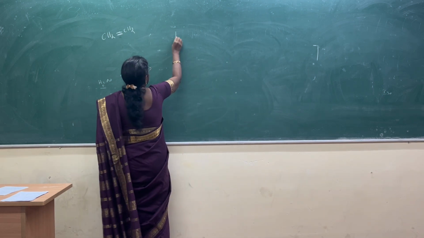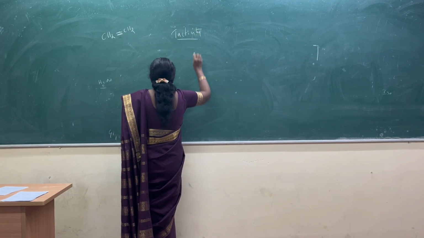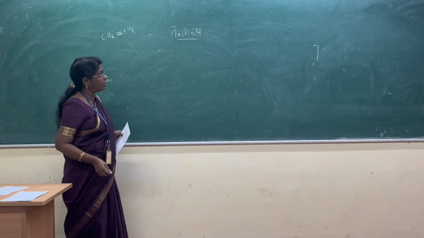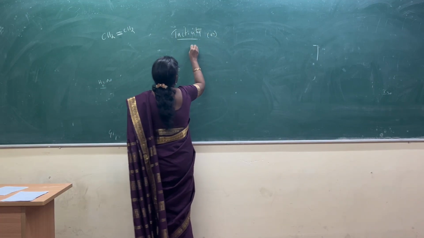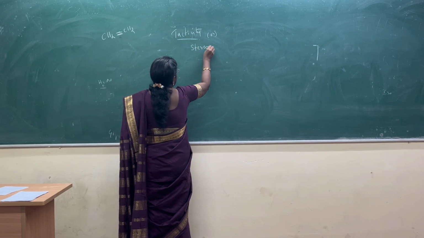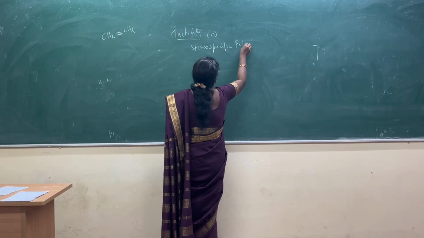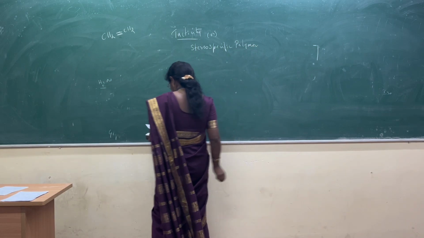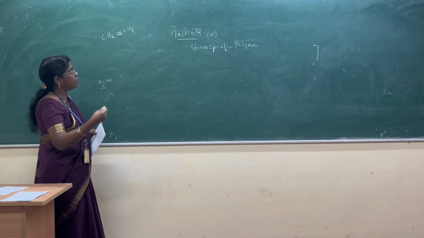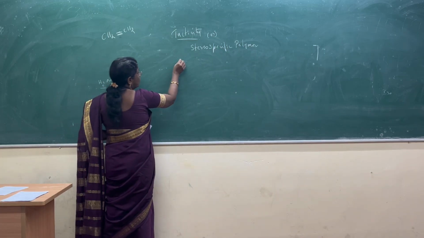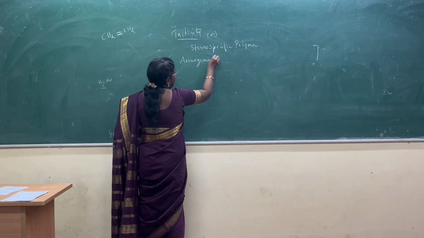The next heading we will see is tacticity. The word tacticity derives from the Greek word. Tacticity means stereospecific polymer. That is, the word tacticity is derived from the Greek word, which means arrangement or order.